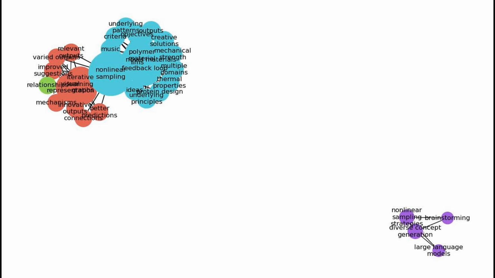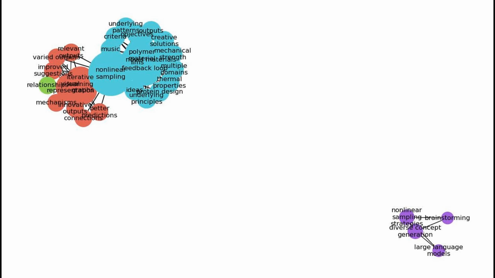Nonlinear sampling can help relate distinct fields, such as music and protein design, by identifying underlying patterns or principles that connect them. This cross-disciplinary approach can inspire novel materials that incorporate concepts from multiple domains, promoting creative solutions.